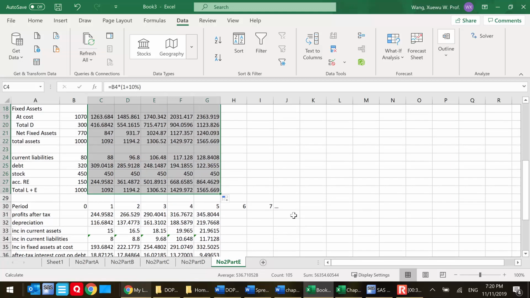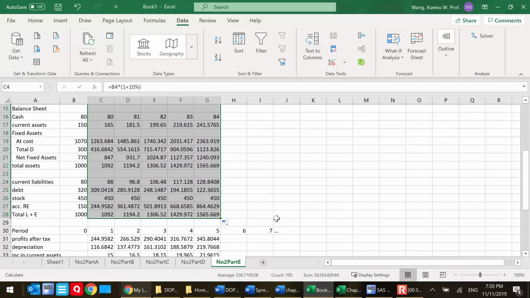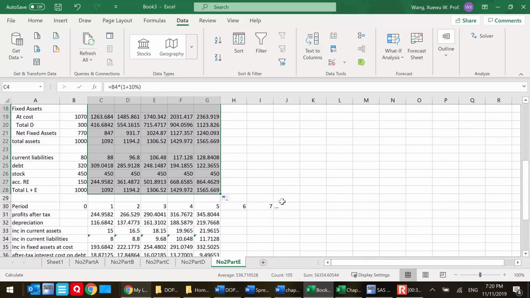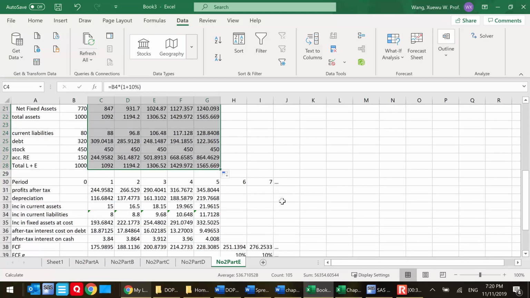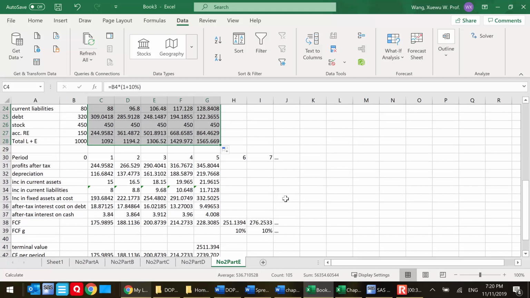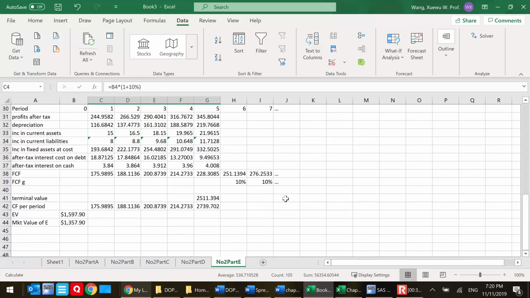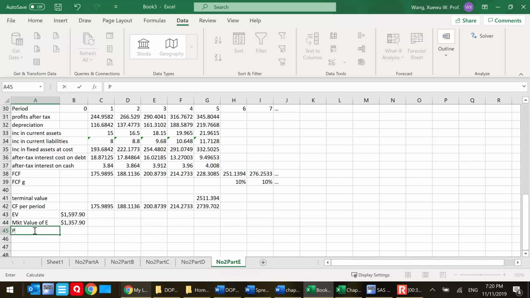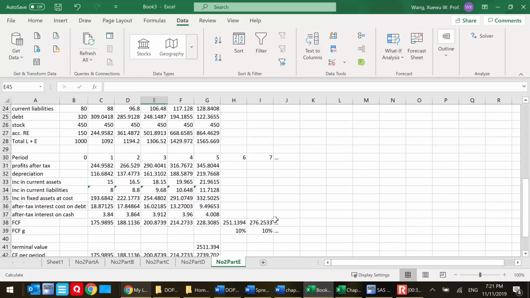All the numbers are changed. You see, I'm fairly familiar with all this. What else do we need to do? There's nothing else we need to do. So yes, the market value of equity is 1,357.90, and the price per share is the market value of equity over the number of shares, which is 1,000. So that's $1.36.